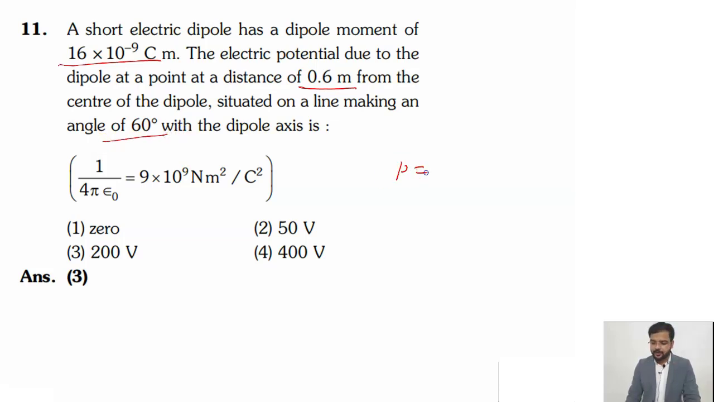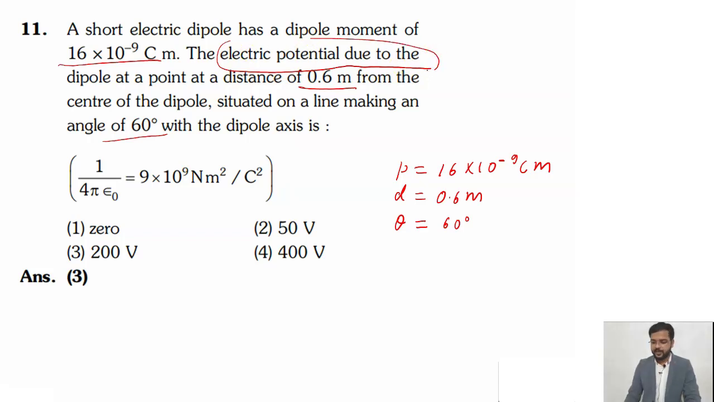So what is the P value here? This is the dipole moment, and this value is given as 16 into 10 raised to minus 9 coulomb meter. Distance is also given, this is 0.6 meter, and theta equals 60 degrees here. Okay, so what is he asking? Line making an angle with the dipole axis. He is asking for the electric potential in the question.